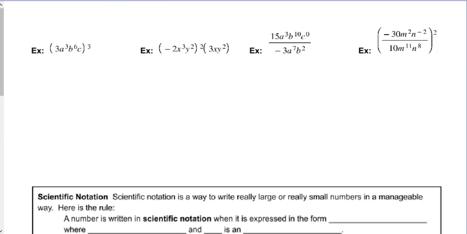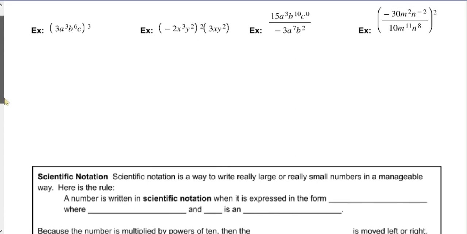All right. We're almost done. We are on the last page for section 2. And we're going to kind of put it all together here with these values. And so here is one where we have an outside exponent, which means I have to bring it into every single term. So that means I have a 3 cubed. I need an a cubed. I need a b to the 6th cubed. And I need a c that's cubed.